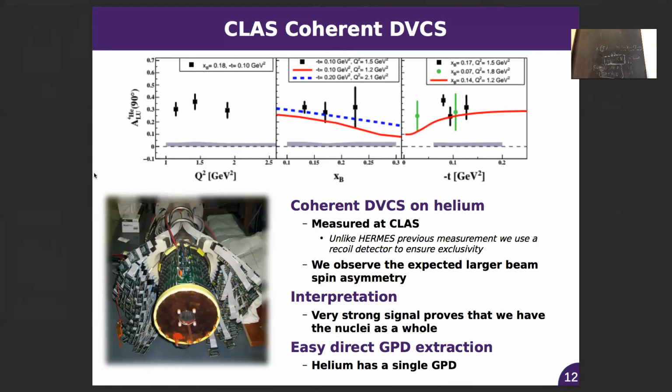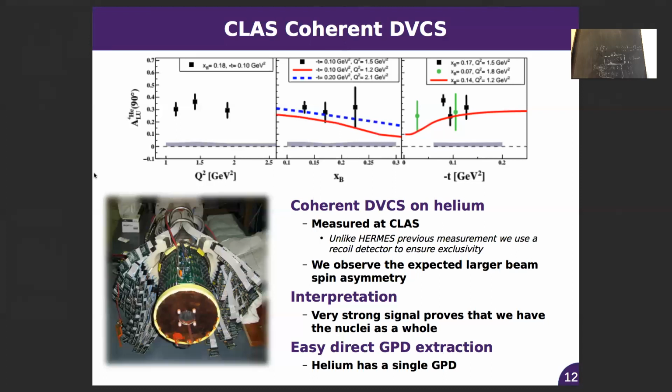And this increase is almost mandatory just by the factor of Z, because the Bethe-Heitler and the DVCS cross-sections don't grow at the same speed. If I remember correctly, the DVCS is much smaller and it grows faster with Z. And so as the two contributions become of more similar size, the interference becomes bigger. And so that's why you get a bigger asymmetry with the helium-4.